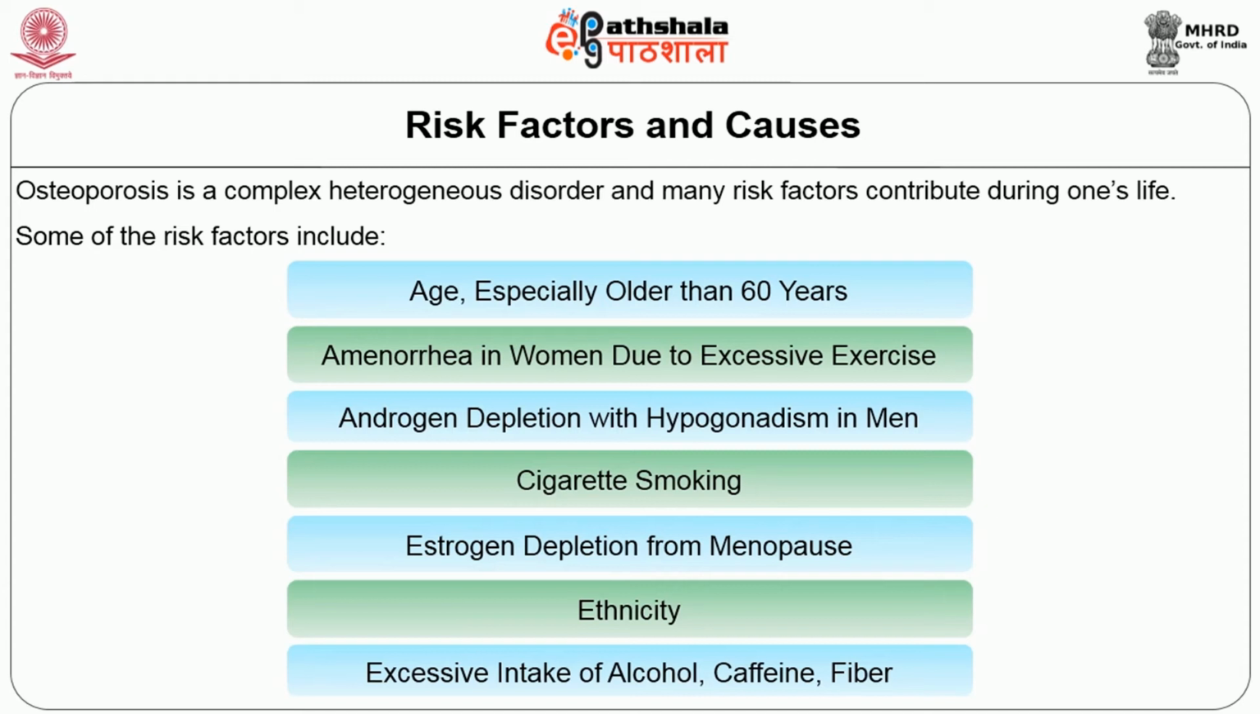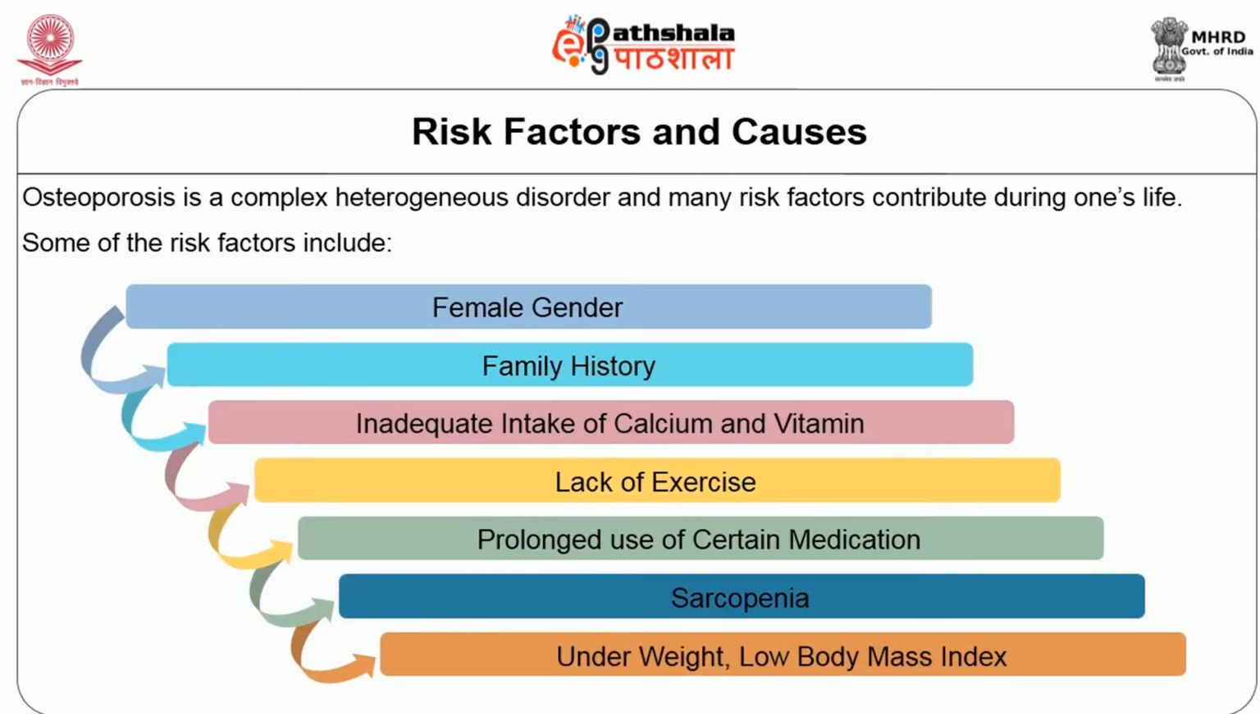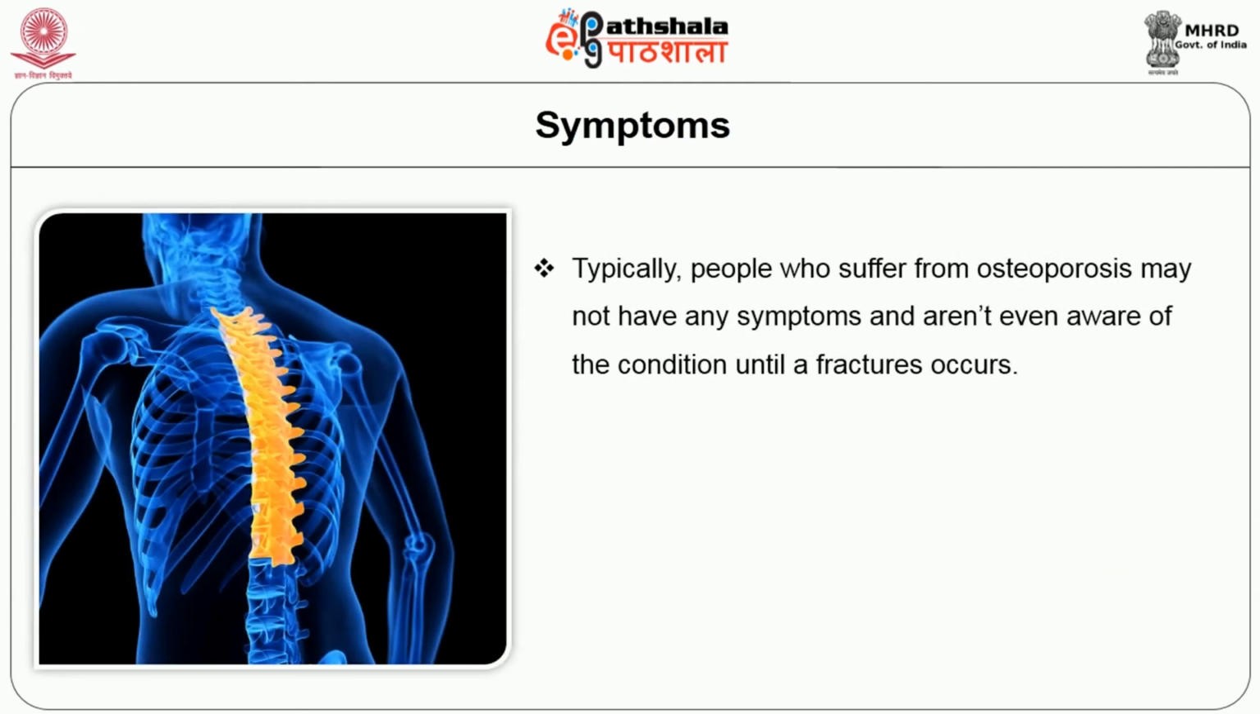What could be the risks or the causes of the prevalence of osteoporosis? As you have understood, it is a complex heterogeneous disorder. There might be many risk factors in one's life. As I have listed, it could be the age, especially older than 60 years, amenorrhea, androgen depletion, cigarette smoking, estrogen depletion from menopause, ethnicity, excessive intake of alcohol, caffeine and fiber, being of female gender, a family history, inadequate intake of calcium and vitamin D, lack of exercise, prolonged use of certain medications, sarcopenia, and sometimes being underweight. All this might prove to be a risk for osteoporosis.